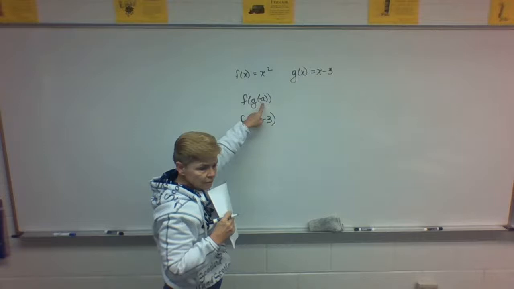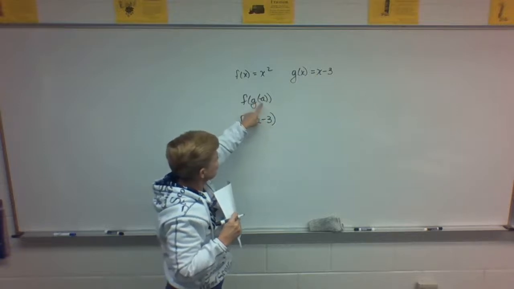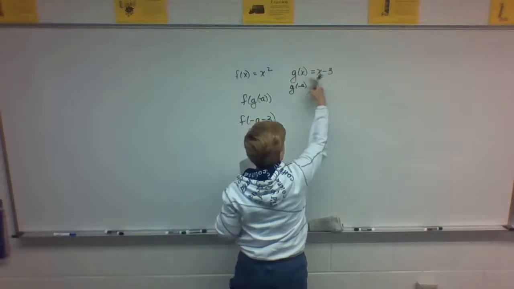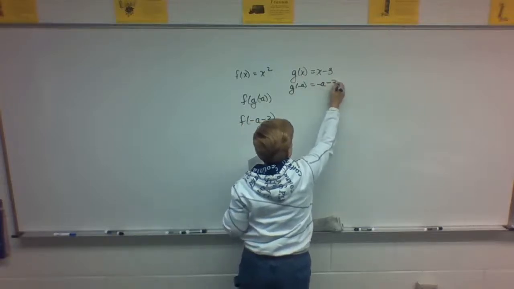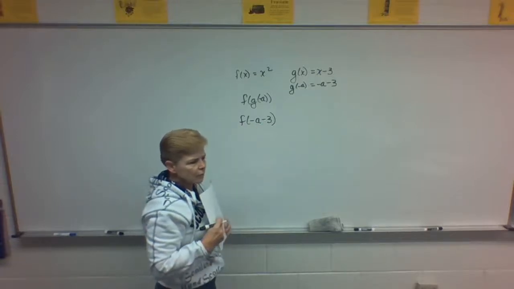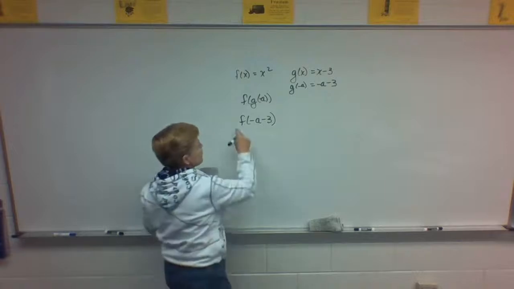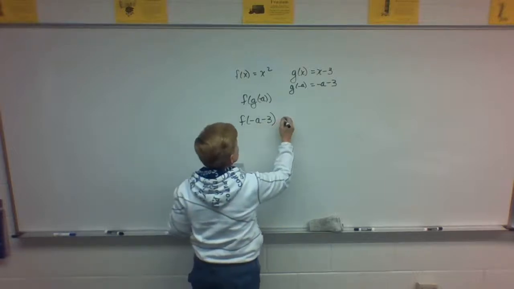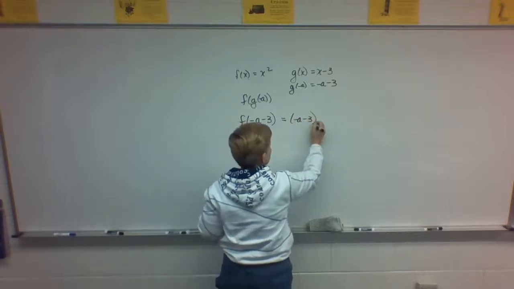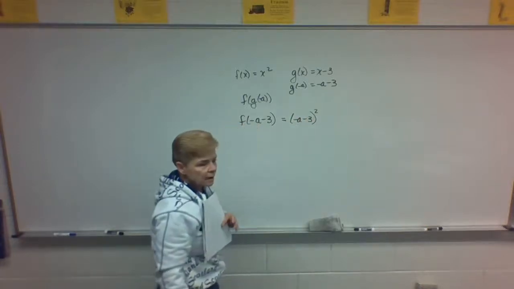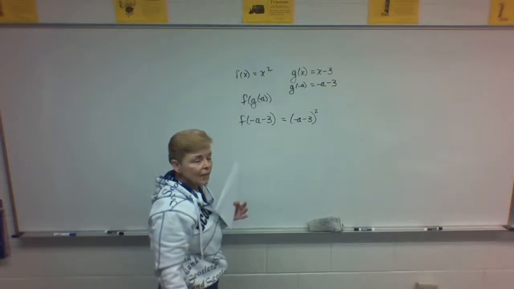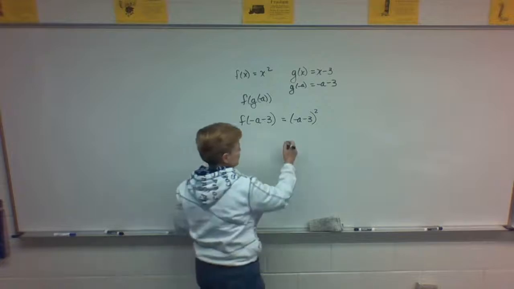Did you catch that or not? G of -A says to replace any X's in G with -A. I get -A minus 3. Did you follow that or not? Now I got to find F of -A minus 3, which would be to replace the X's in F with -A minus 3. Catch that? Yeah. Then, if necessary, you simplify it, and it is necessary.